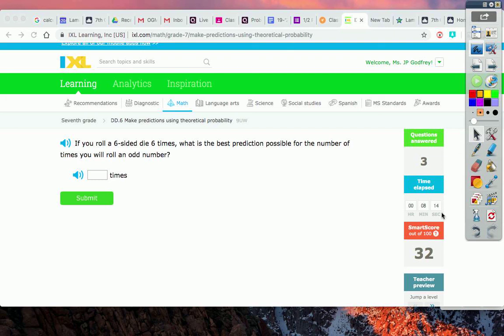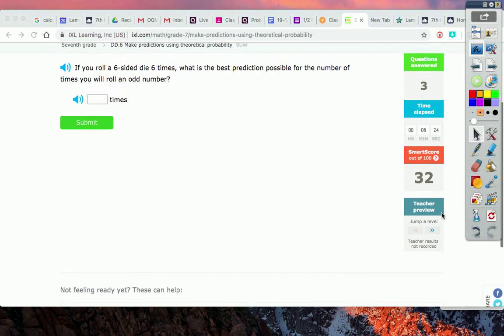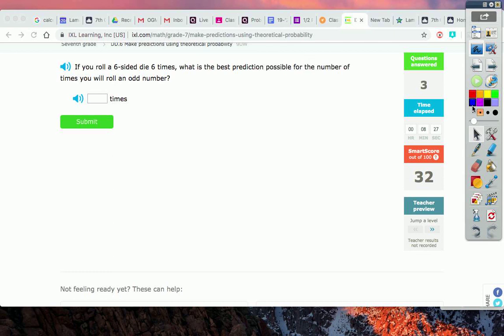If you roll a six-sided dice 6 times, what is the best prediction of the number of times you will roll an odd number? Now I'm going to draw this out because some of us don't know what numbers are on a die. On your paper, you might have to draw or list your numbers, whichever works best for you.